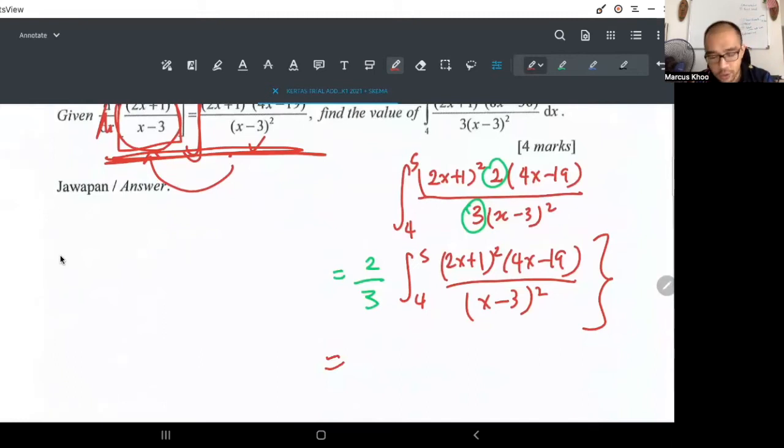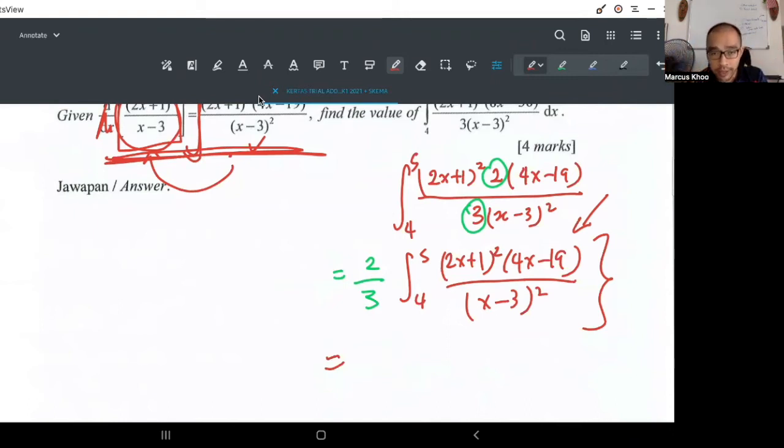You are never required to integrate something so complicated like this at Form 5 level. No, no, no. This question is not testing you the skill of integration. It is testing you the skill of understanding the relationship between differentiation and integration. That is what this question is about. So be very careful about the aim of this question.